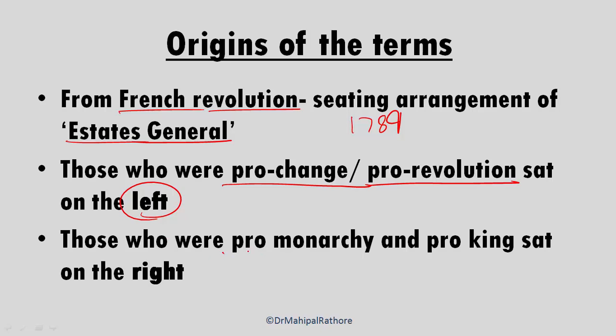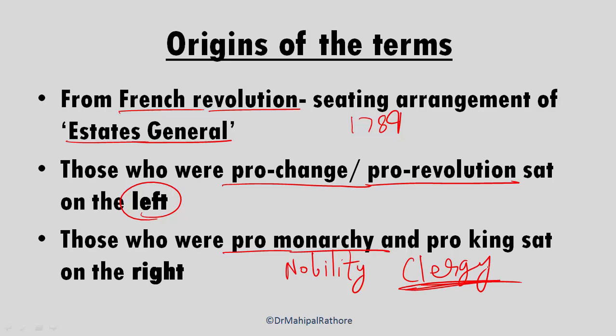And those who were pro-monarchy, basically the first estate people, the nobility, the rich people, did not want any change in the status. They wanted the status quo because they were doing very well. Why would they want any change? The clergy means the Christian priests of the Roman Catholic Church. The church was also very powerful, and the nobility and clergy both were enjoying it. So they were pro-monarchy, pro-king, and they sat on the right side.